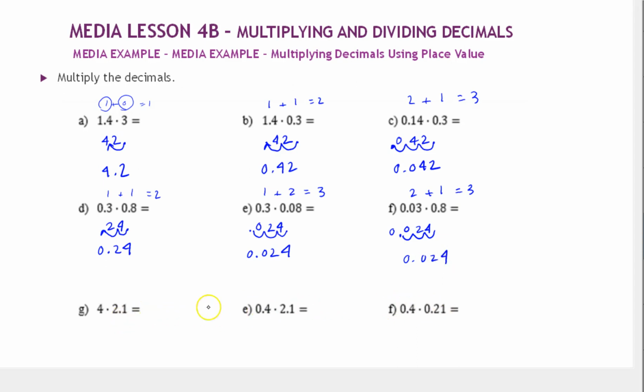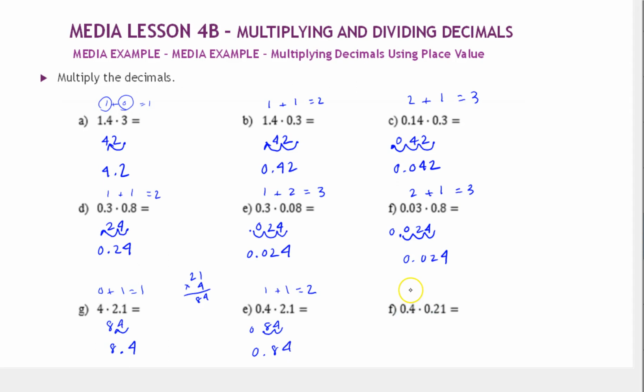And in our last set of problems, 4 times 21 is 84. So we're going to count the decimals. Here we have 1, here we have 0. So 1 decimal place. Start with 84, and we'd make this 8.4. Here we have 1 decimal place. Here we also have 1. So we have to move a total of 2 decimal places, which is 0.84.